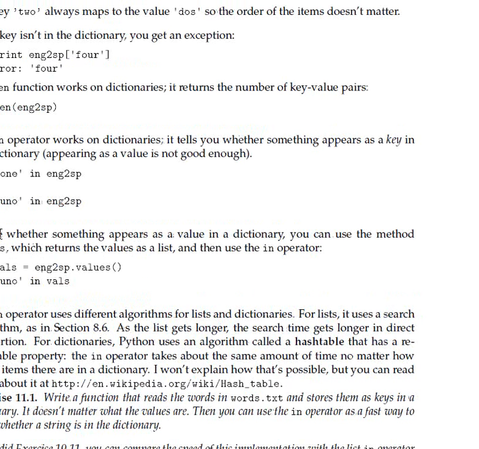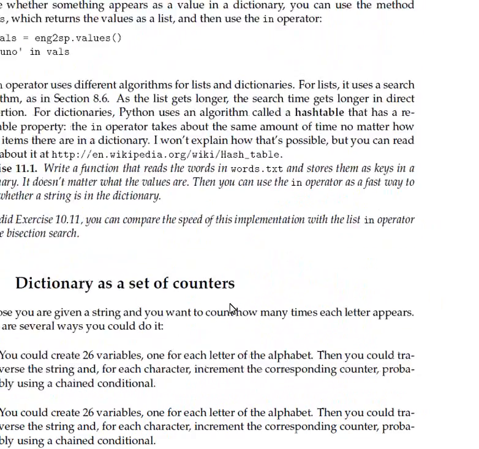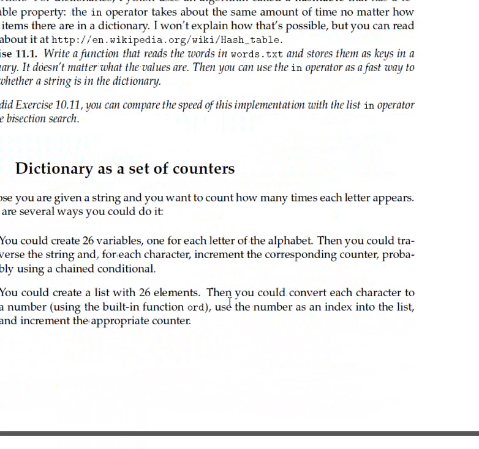So it is, of course, of interest to know whether a value appears in a dictionary, and you can use the values method to do this. And so you can say, for example, vals is equal to eng_to_sp dot values, open paren, close paren. This generates an iterable with all of the values in it. And now if you construct a boolean, uno in vals, it will say true.